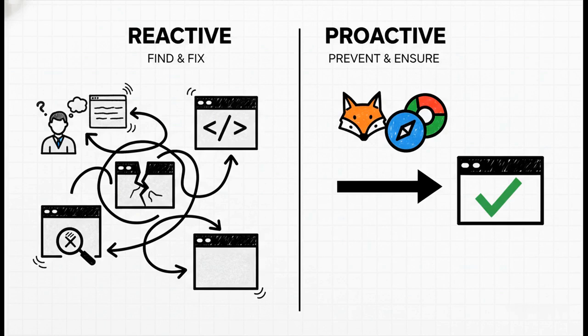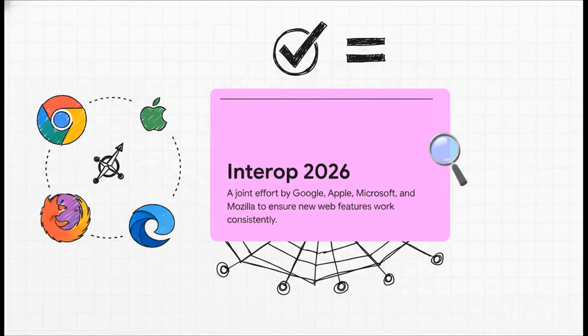Get all the big browser makers to agree on how a feature should work before it's ever released to the public. This effort is called interop, and it is a huge deal. For the first time, you have these fierce competitors, we're talking Google, Apple, Microsoft, and Mozilla, all actively working together. Their goal is to make sure new web features work the same way in every browser right from day one.